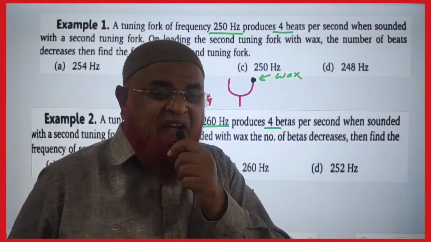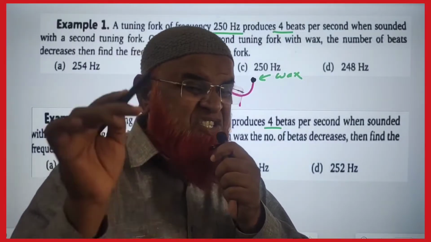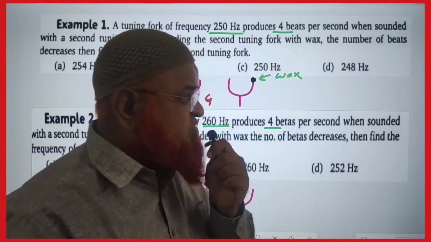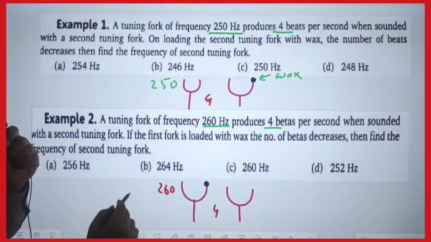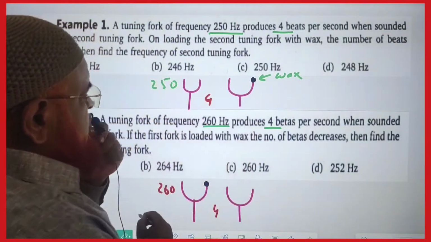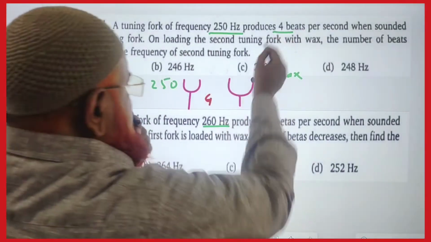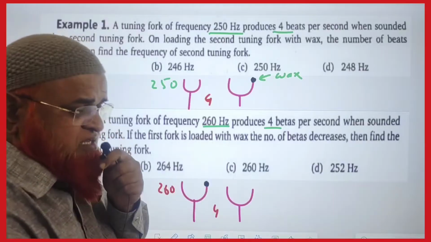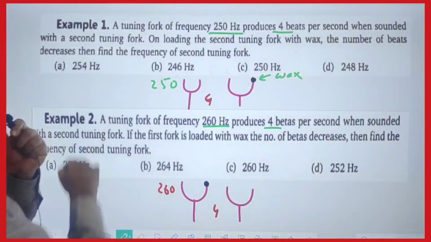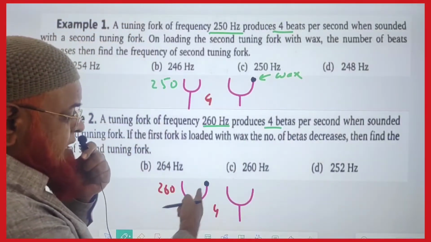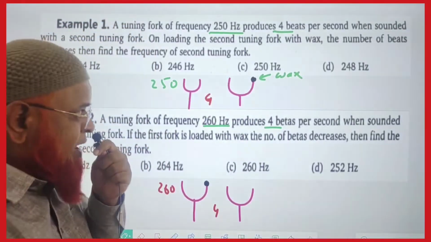Good news for NEET students. I am going to teach you a cheat code which will help you solve the problem without even solving the problem. This is a concept of beats. Here there are two tuning forks. The first tuning fork's frequency is given in both cases, and the beats are given as 4 and 4 in both cases. But the difference is, in the first example, the second one is loaded with wax. In the second example, the first one is loaded with wax.